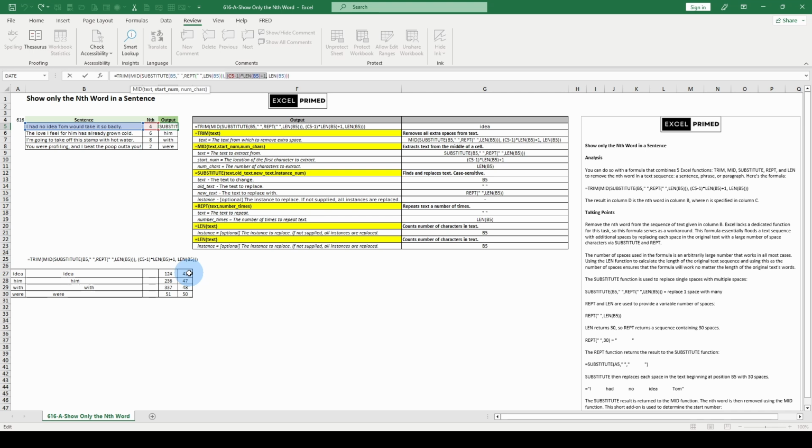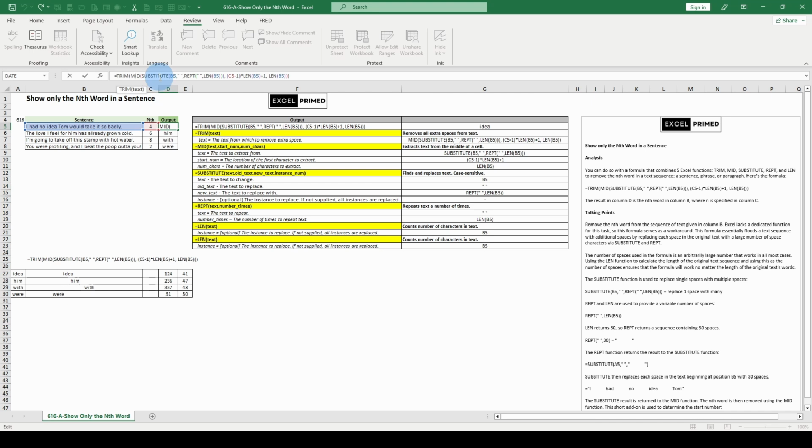Well, we know LEN is 41. So now we're going to go 3 times 42, which is going to give us this huge number. Stop and think of what we're doing. That's the start number, 124. Why is it 124? Well, we'll get to that in a second.